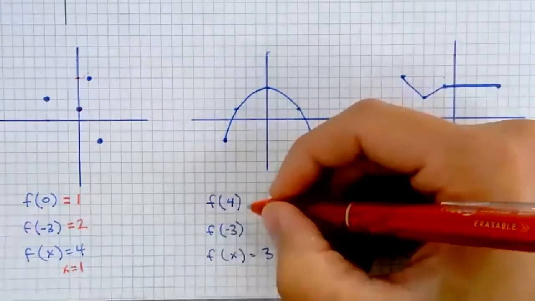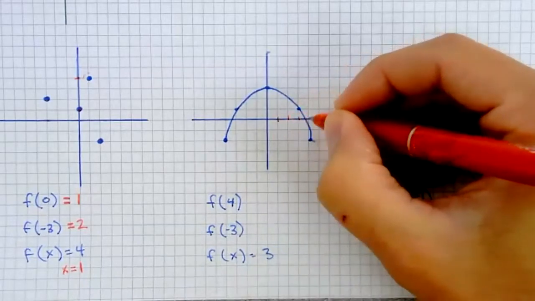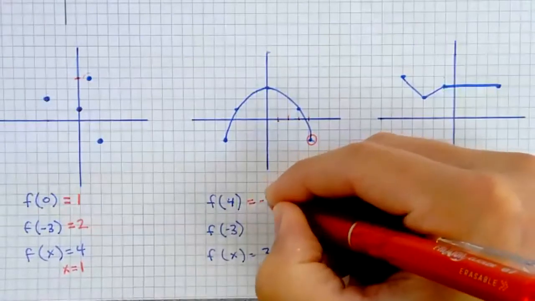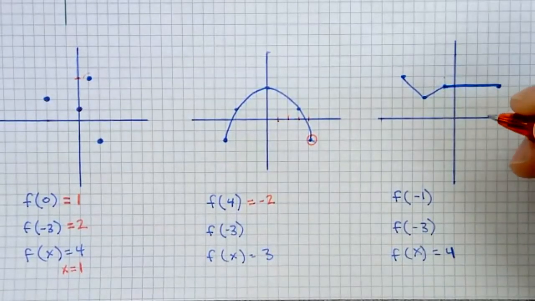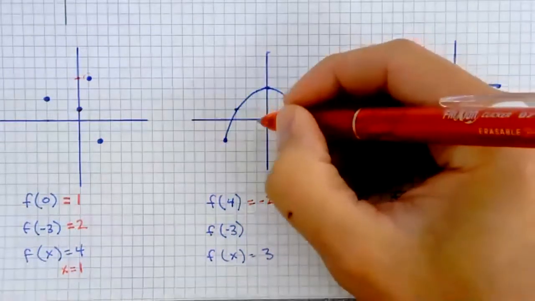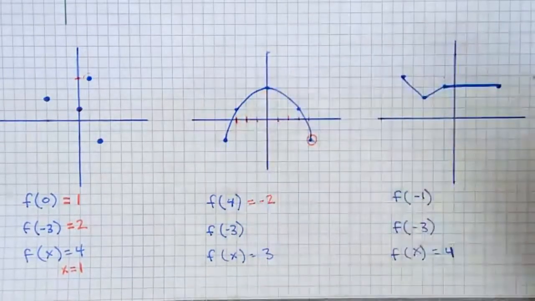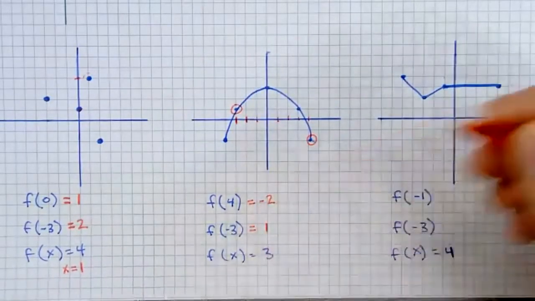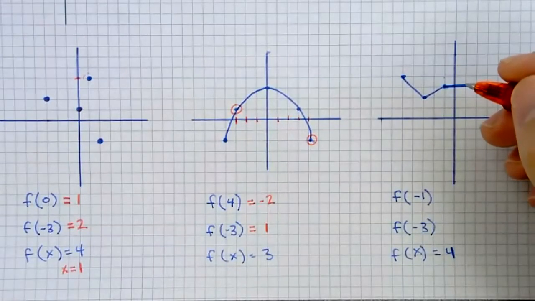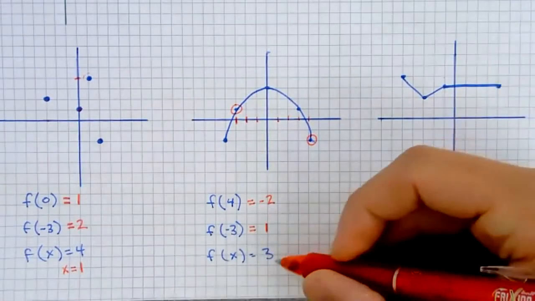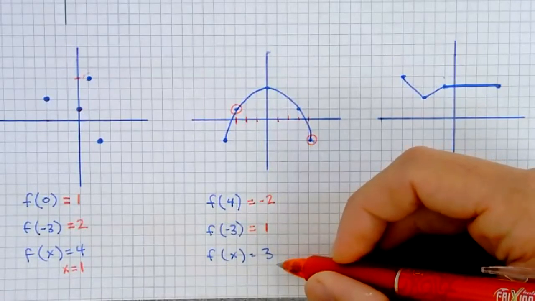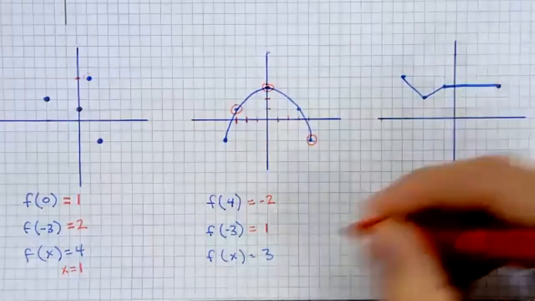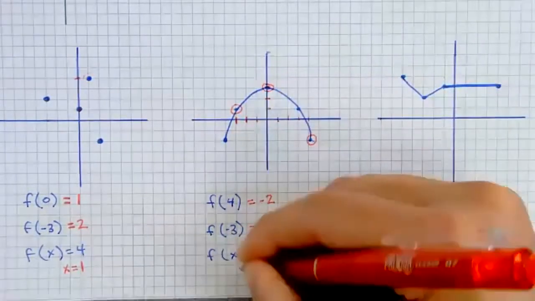Second one here, f of 4, x value of 4, 1, 2, 3, 4. There's the point. It has a y value of -2. f of -3, x value of -3. There's my point. It has a y value of +1. Here you're being given the output of 3. So your y value is 3. Your x value at that point is 0.